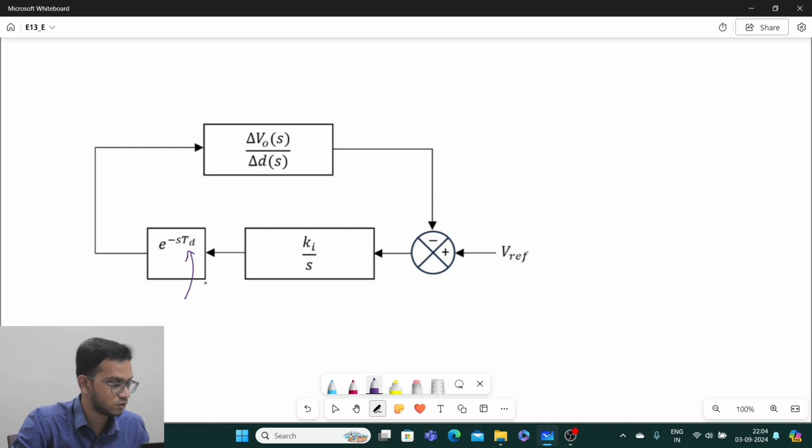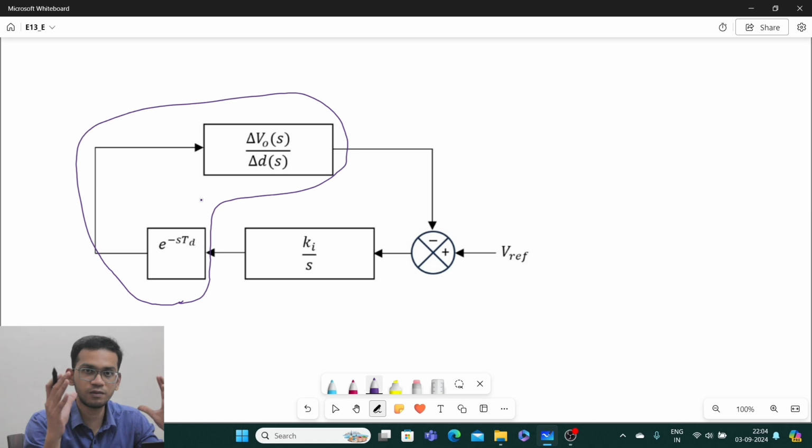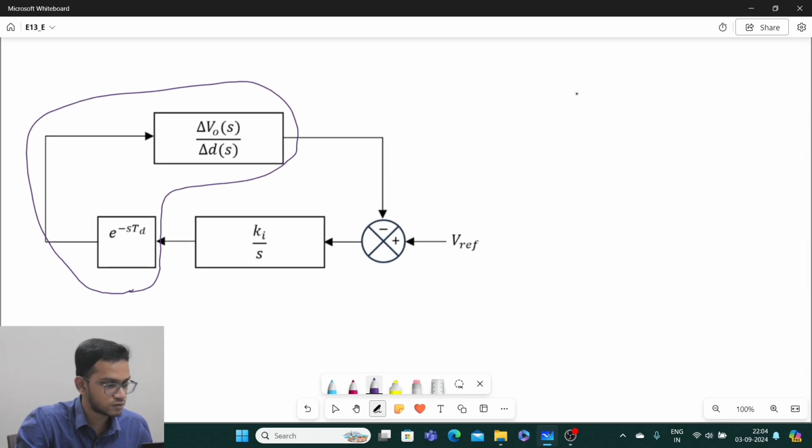So what you can do now is you club this and this together as your plant. You take this effect of loop delay, incorporate it with your plant transfer function, multiply them together and form a new transfer function. Now that is going to be the transfer function of your interest, for which you are going to tune the controller again. So now my plant transfer function will become del V naught of S by del D of S multiplied by 1 minus S into TD, because this is nothing but 1 minus S into TD, and this will be my plant transfer function now.